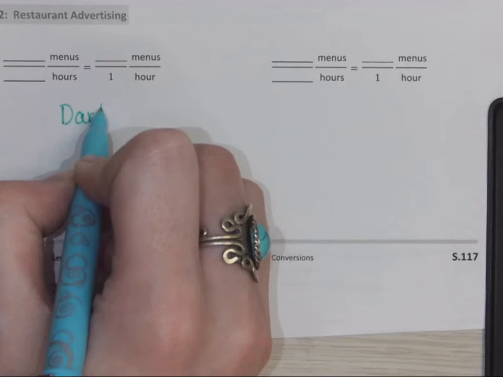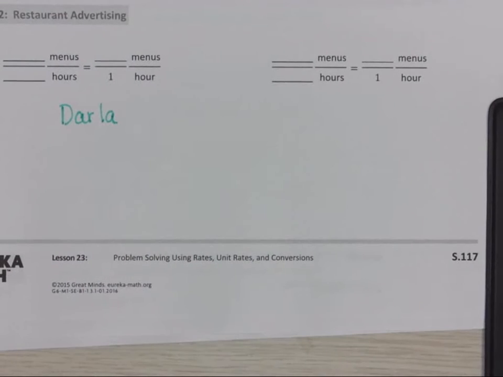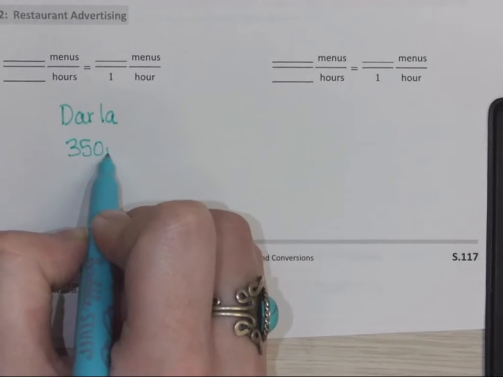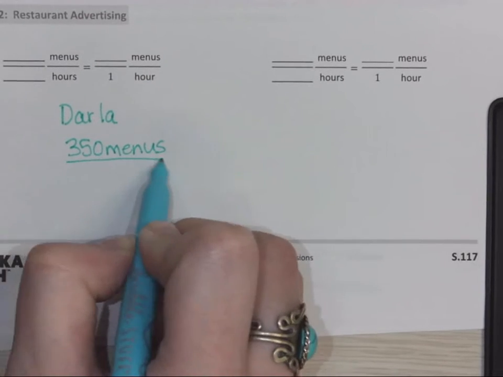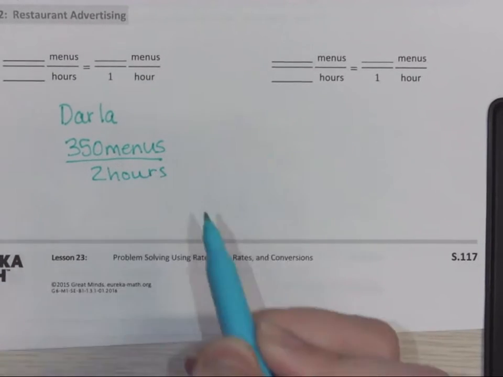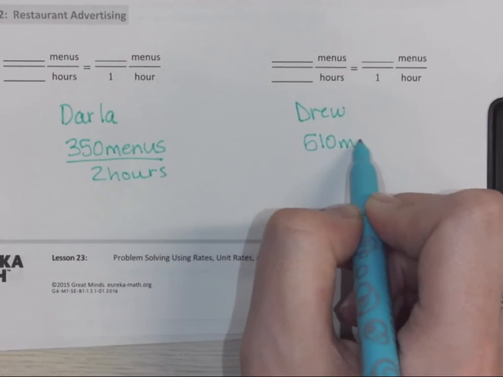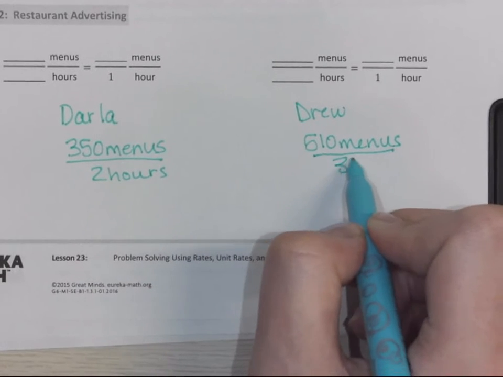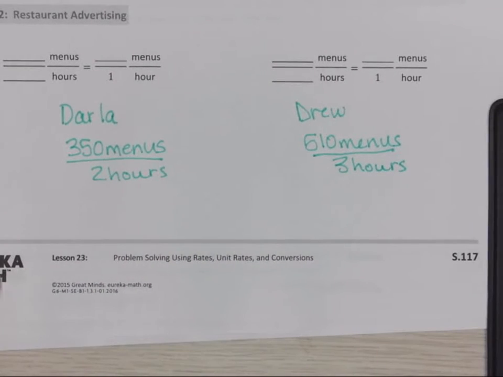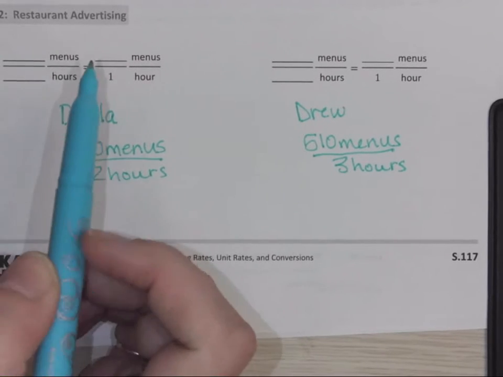So first we need to write what we know, right? We have Darla. And Darla delivers 350 menus in 2 hours. Drew delivers 510 menus in 3 hours. We need to find the unit rates so we can compare them. Okay, so here, what can I write? Persephone, what can I fill in these blanks with?